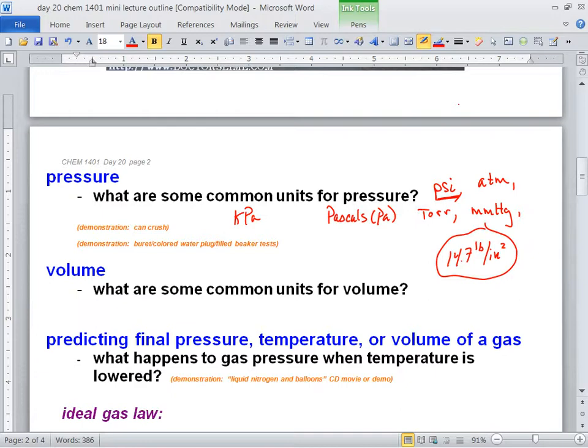So that's what's going on with, they call those manometers. But that was one of our units of pressure. There it is, millimeters of mercury.